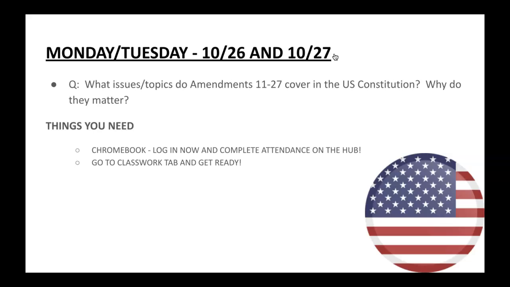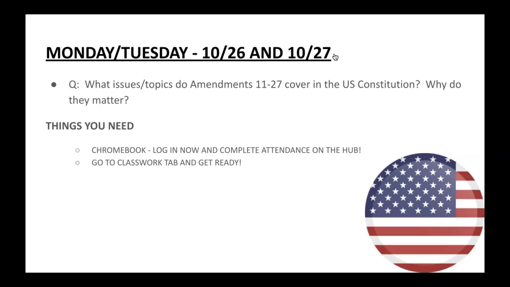From Monday and Tuesday's lesson of 10/26 and 10/27: What issues and topics do Amendments 11 through 27 cover in the U.S. Constitution, and why do they matter? So if you remember from the lesson, we did cover all these amendments, and there were 17 of them after the Bill of Rights, and they were incredibly diverse and eclectic.